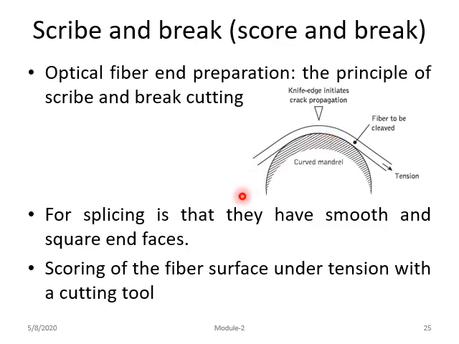For splicing, we are going to make the fiber ends smooth with square end faces for any particular fiber. So it should be clean, and the knife head should be clean so that we get a square end. Scoring of the fiber surface under tension is done with a cutting tool. So this is the preparation we do before fiber splicing.